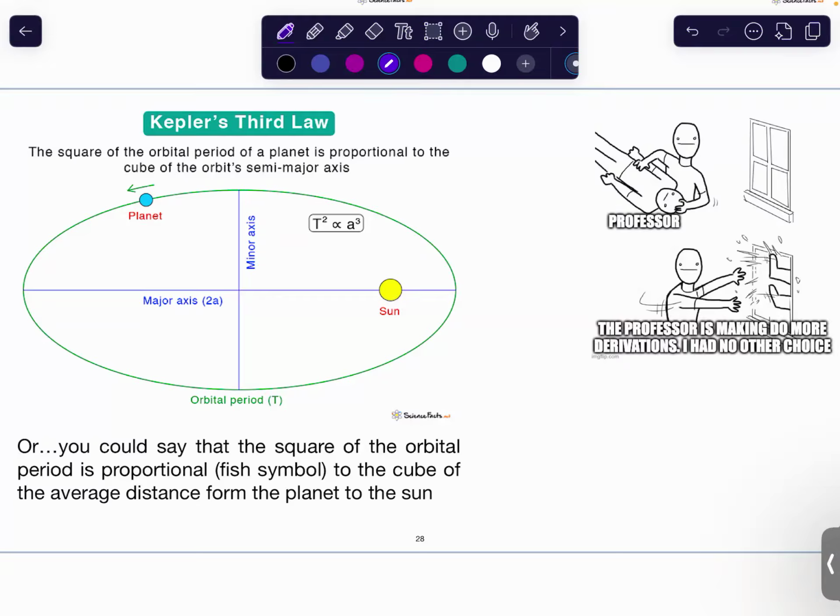Inversely or versely? Directly. Okay. Inversely. Versely? I've never actually heard it said that.